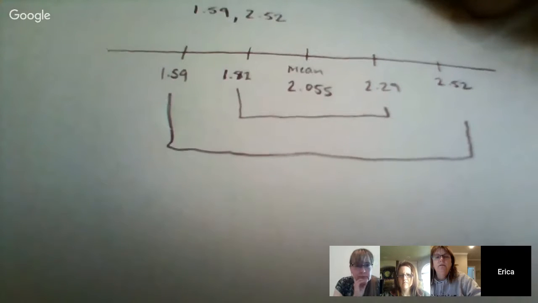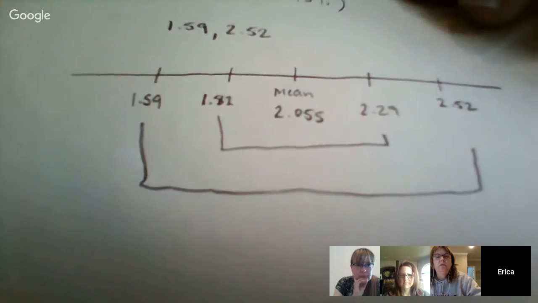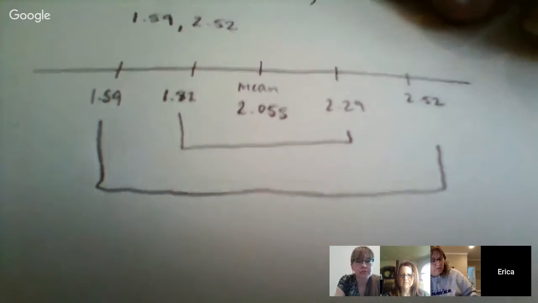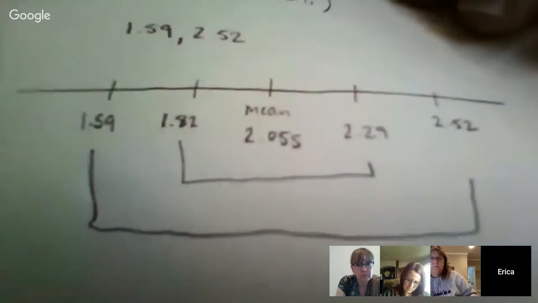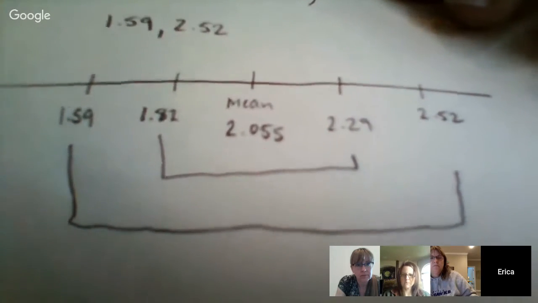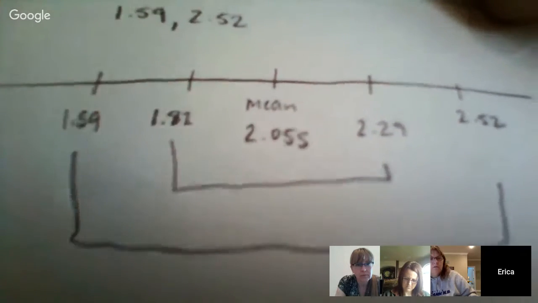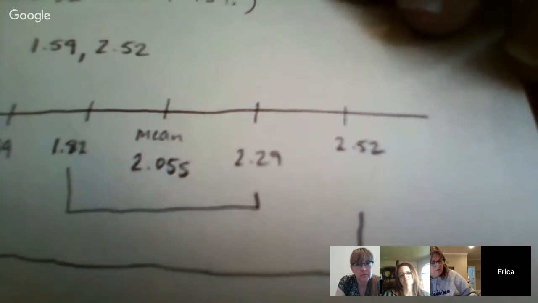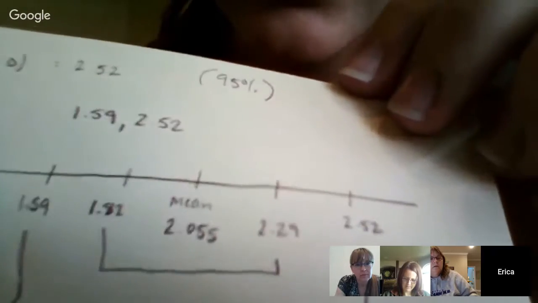So that's the chart where the first lines are 68%. One standard deviation out from the mean is the 68%. Two standard deviations out from the mean, which is the standard deviation times 2 on both sides. And then the one furthest out is going to be the 99.7% rule. Does that kind of make sense?